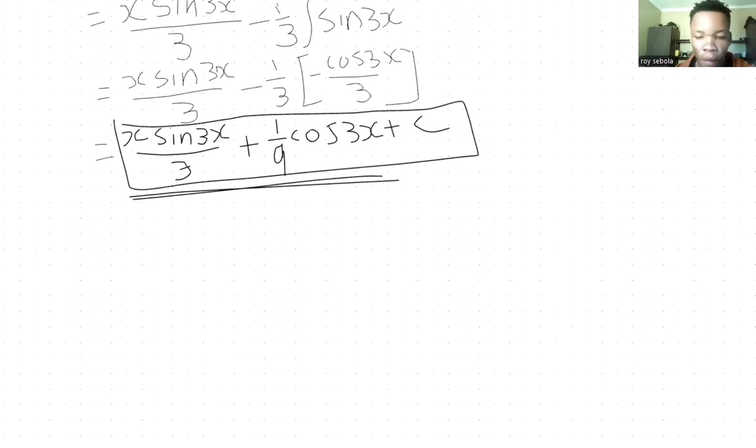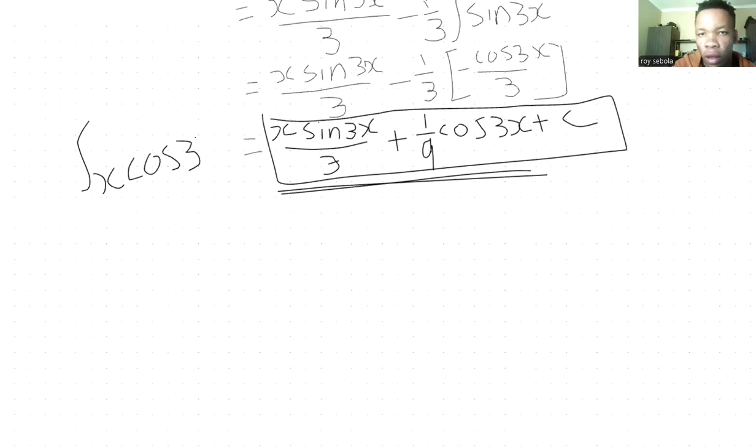Okay, let's have another integration by parts. Then we'll be diving into integration using U substitution. Okay, now let's do integration. We'll be doing a few questions on integration using U substitution.